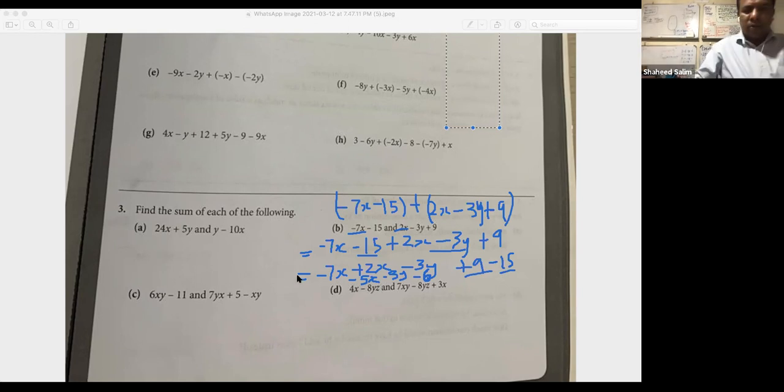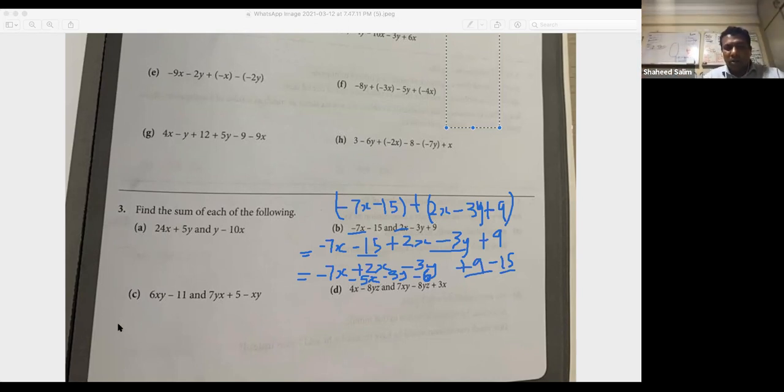Okay, we try now. Here you sent the answer for this one, yeah? Minus xy minus 6. Okay, let's check whether it's correct. Minus xy minus 6.